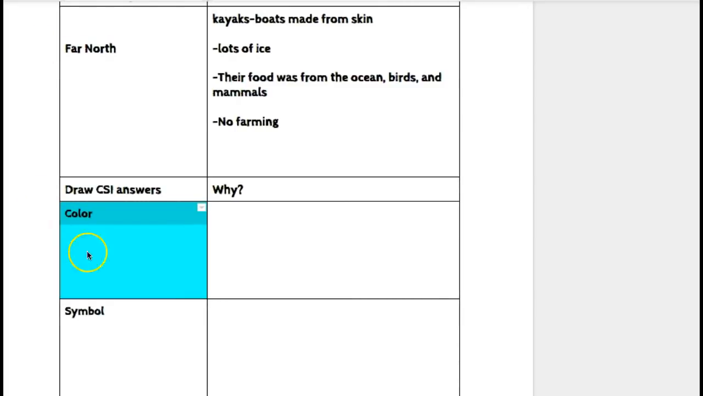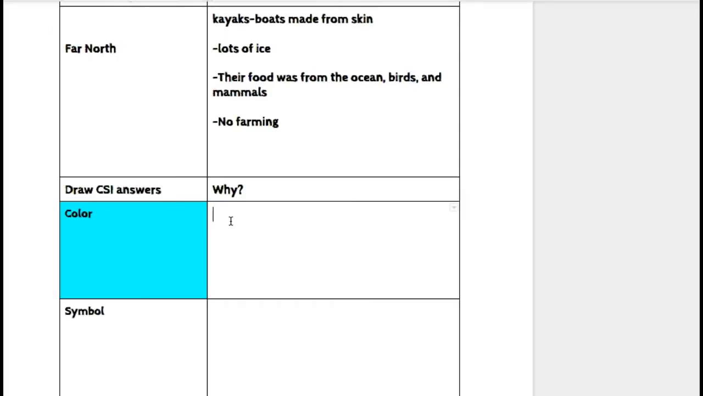I would color my square with my colored pencils blue. Now I need to say why I picked that. To me, blue makes me think of cold, and ice can look blue sometimes when it's really compact. So those glaciers, they look blue in real life.